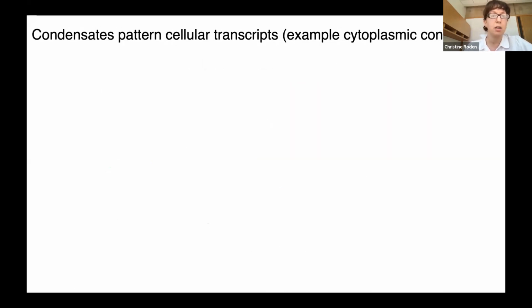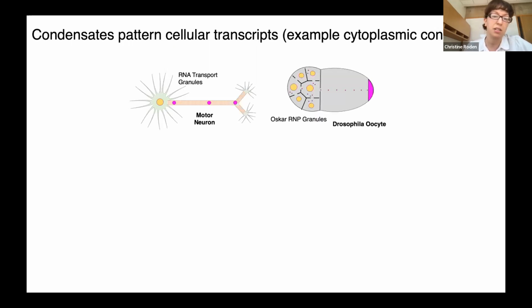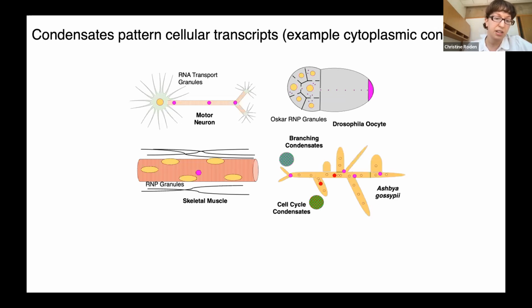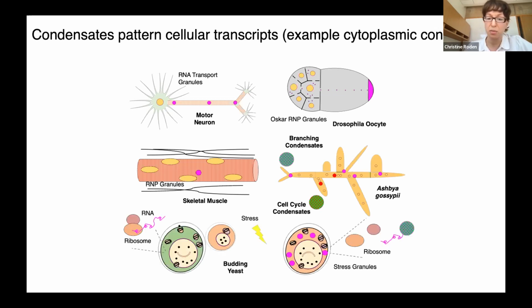And we know that condensates pattern cellular transcripts. So here are some examples of cytoplasmic condensates. These can also occur in the nucleus. They include RNA transport granules, Drosophila oocyte RNA transport granules, RNP granules in the muscle. In Gladfelter Lab, we're particularly interested in this fungus, and the most popular was possibly stress granules.